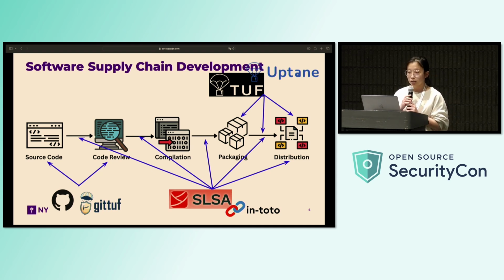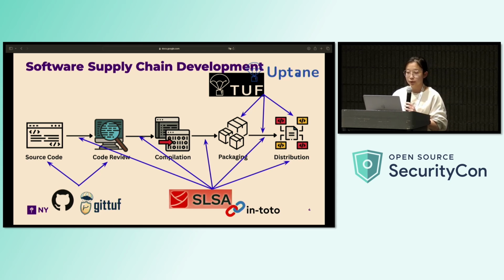For instance, tools like Git and GitHub help ensure the security of the source code and review process. TUF and Uptane ensure secure software delivery, and frameworks like SLSA and in-toto provide end-to-end supply chain guarantees. But the compilation stage is still relatively underprotected.